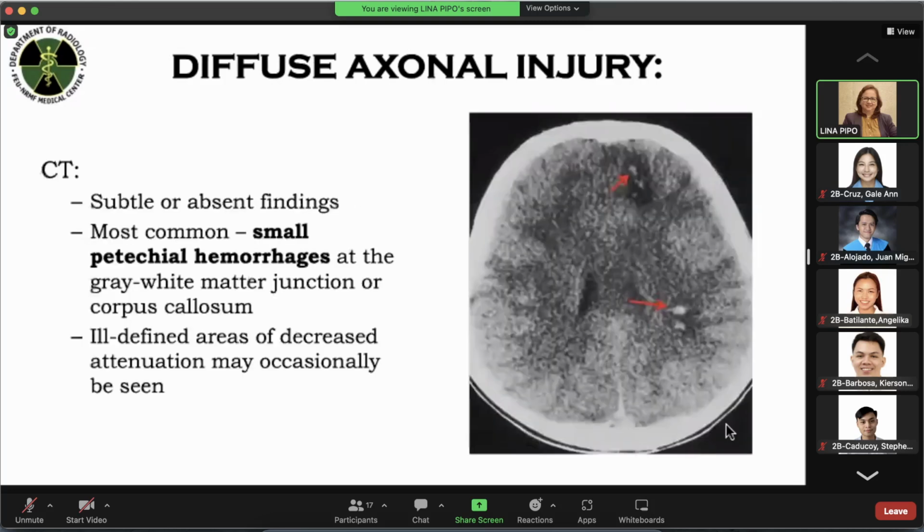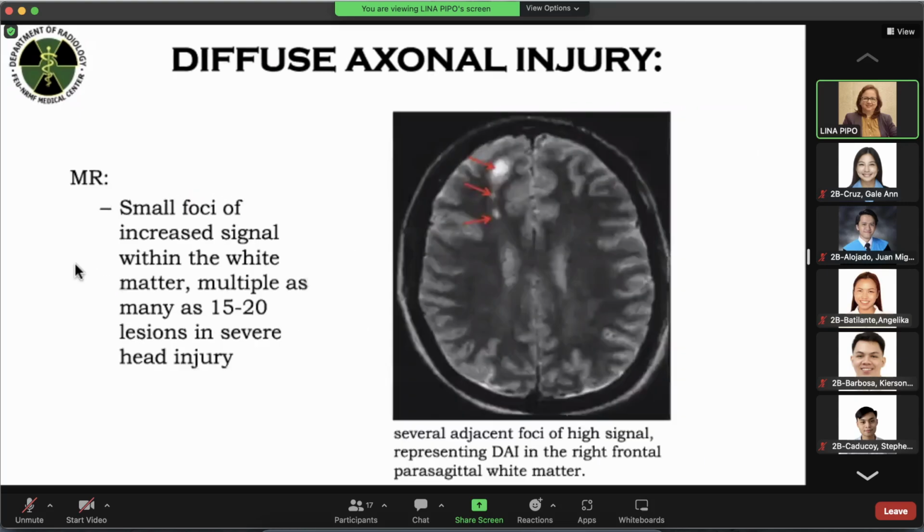This is an axial CT scan of a patient with diffuse axonal injury. Sometimes there are subtle or absent findings, but the most common are small petechial hemorrhages at the gray-white matter junction or corpus callosum. There are also ill-defined areas of decreased attenuation, a surrounding decreased attenuation. That's your edema. This is your hemorrhagic diffuse axonal injury.